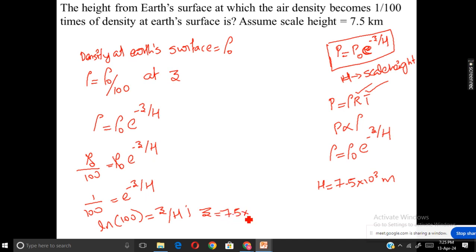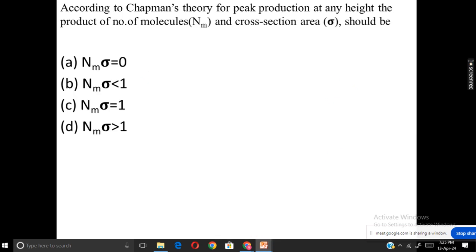So 7.5 into 10 raised to 3 into log 100. This will be the height. So this will basically give you the answer of 34.5 kilometer. This is the answer. So at a height of 34.5 kilometer, the density of the atmosphere becomes 1 by 100 times the density at the Earth's surface. So we have just used the equation rho is equal to rho 0 e raised to minus z by h, where h is the scale height, the same thing as given in the question. Okay, so now the next question.